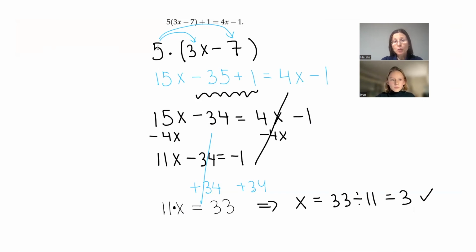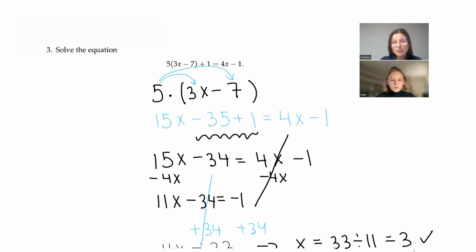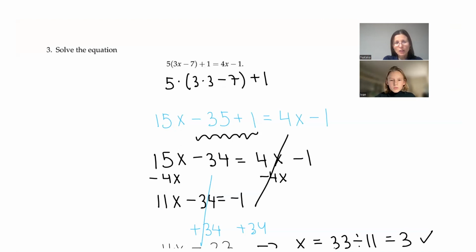Okay, but if we want to, we can also check that our solution fits the equation. Let's go back to the original equation and plug in this value into it. We'll have 5 times 3 times 3 minus 7 plus 1. And we're checking if it is equal to 4 times 3 minus 1. Now it's a regular expression. We can use PEMDAS to evaluate it. And we'll go step by step.